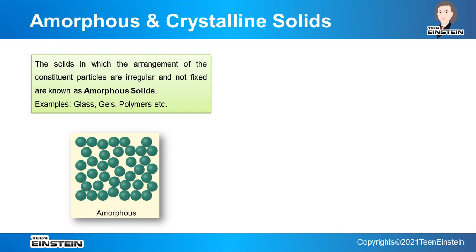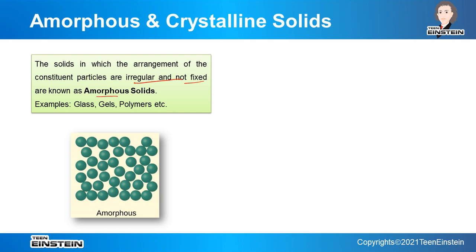So the solids, first of all, before going to the intermolecular forces, depending on that there is some variety, but before that we will see what about amorphous and crystalline solids. Okay, so this classification we have done on the basis of arrangement of the constituent particles. So if the arrangement is irregular and not fixed, then we will call this type of solid an amorphous solid.